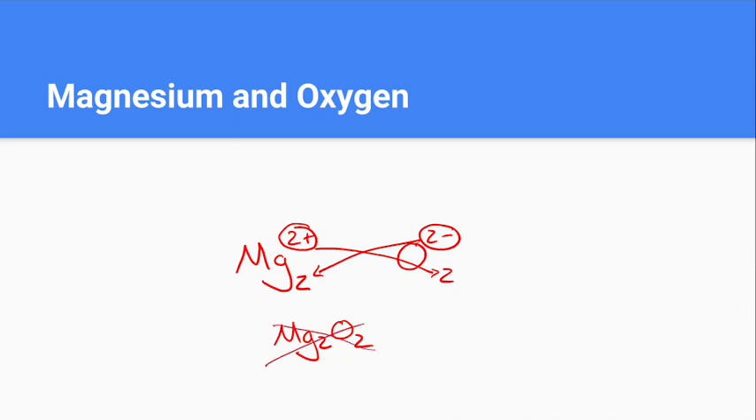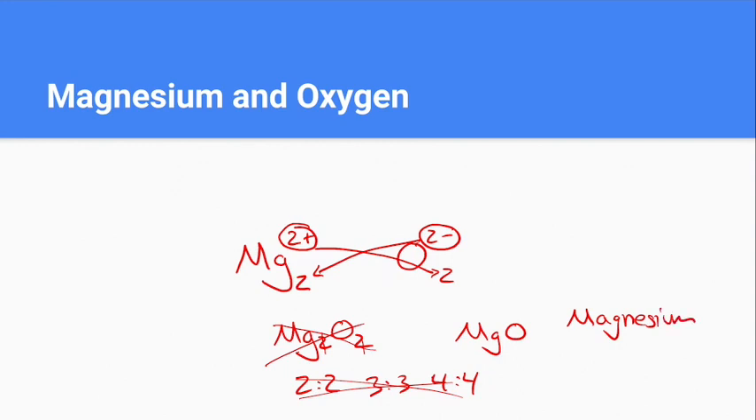Now, if this was math class, would we leave it like this? We would not. So what we need to do is divide both by 2, because this is basically saying that there's a ratio of 2 to 2. But this could equally be 3 to 3 or 4 to 4. The only way to make that clear is to take away these 2's. So MgO is what our final answer is going to be. And that's, of course, going to be magnesium oxide, MgO.